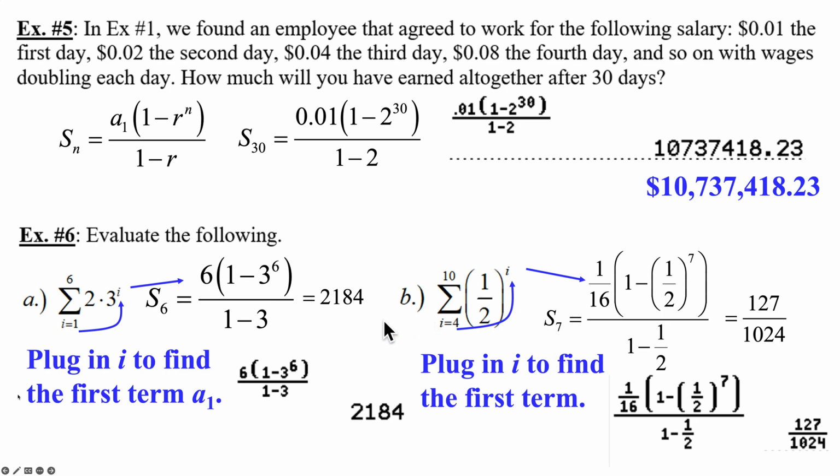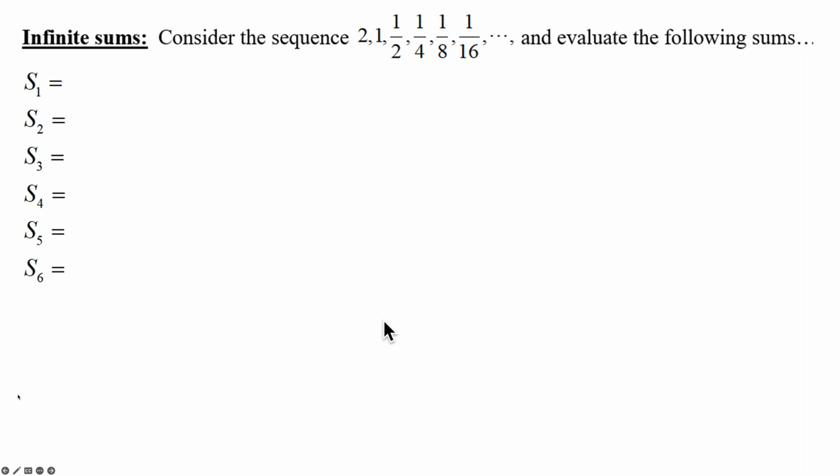Now, the next thing that we can find is what we call infinite sums. That means we're going to keep adding numbers until it converges to some value. So if we want to consider 2, 1, 1/2, 1/4, 1/8, 1/16, 1/32, 1/64, and so on and so forth, if we started adding up the terms, we know our r is 1/2. Second term 1 divided by first term 2, that's your r.